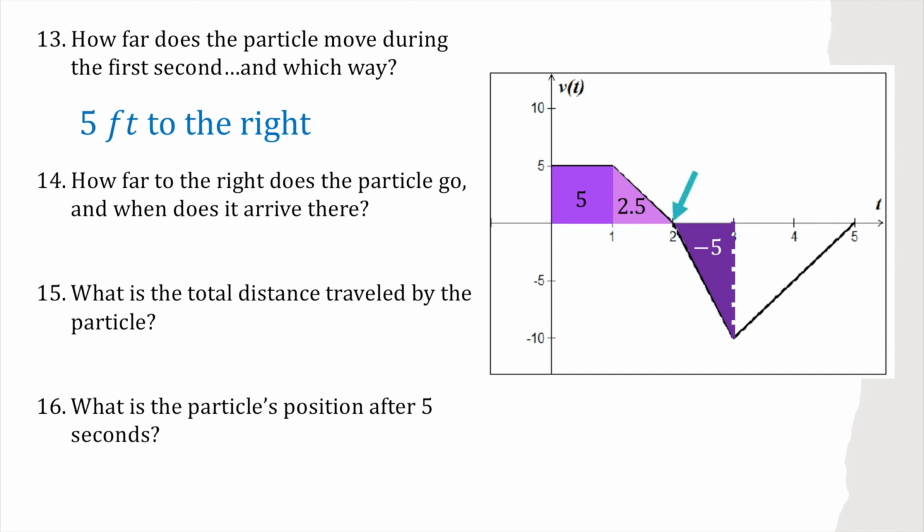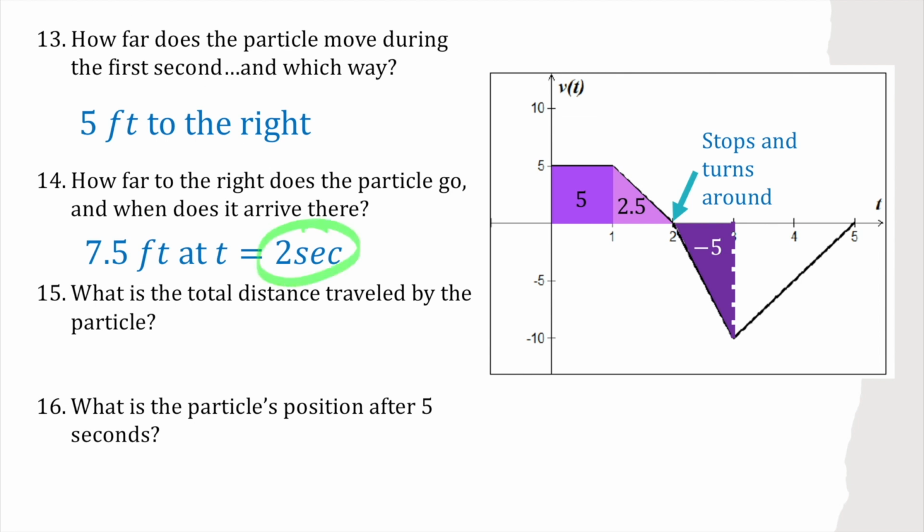Now, at time t equals 2, that's when the particle stops and turns around. That's when the velocity goes from positive to negative. So we know that at time t equals 2 seconds, the particle has gone 7.5 feet to the right. Then it stops and goes to the left.